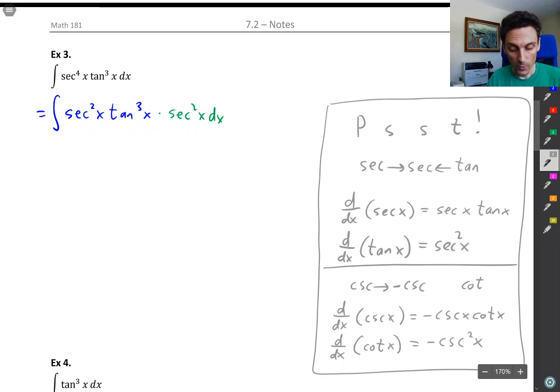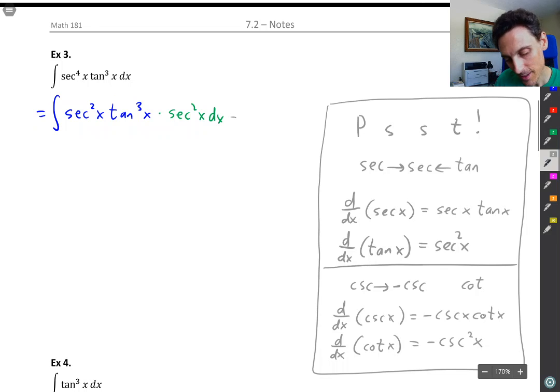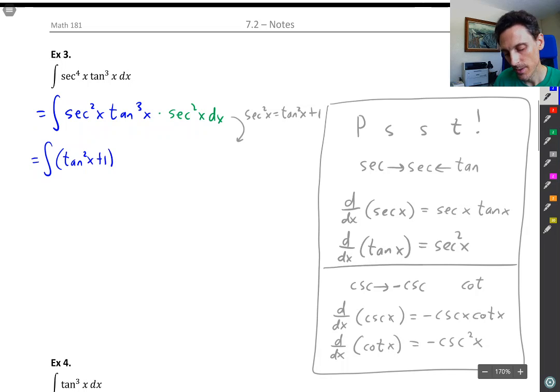In example 3, we want to convert these secant squares into tangents, and that's perfect. Secant squared x is going to be equal to tangent squared x plus 1. We'll write that off to the side just to remember what we're doing. So secant squared x equals tangent squared x plus 1. We have tan squared x plus 1, the tan cubed x we'll leave alone, and then we've got secant squared x dx left over.